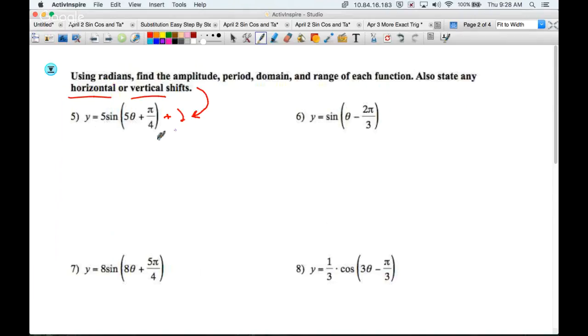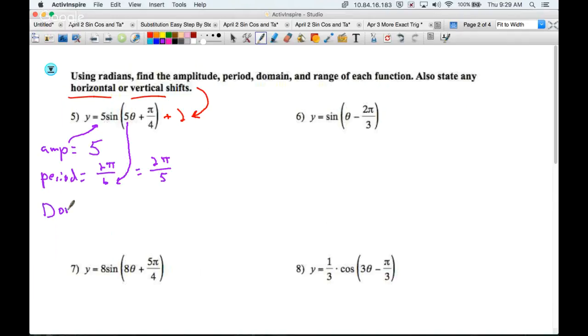Let's see. Amplitude. Amplitude is always just this number right in front of the trig function. So the amplitude of this wave is going to be 5. Period, we've got a formula for period. It's 2 pi divided by b, where the b value is the number right there in front of our variable. So this is 2 pi over 5, and that can't be simplified.